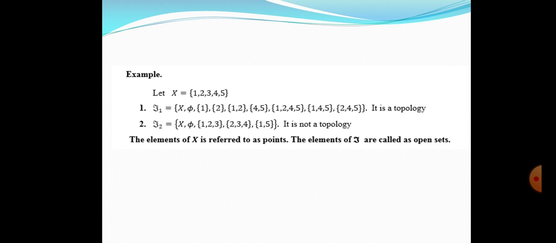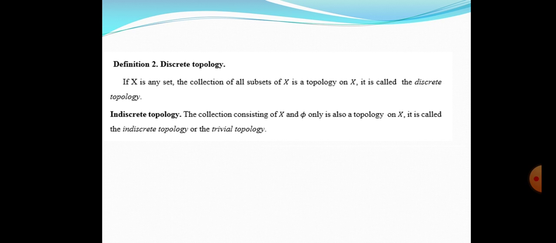Next, the elements of X are referred to as points. The elements of tau are called open sets. Next definition, discrete topology. If X is any set, the collection of all subsets of X is a topology on X. It is called the discrete topology.